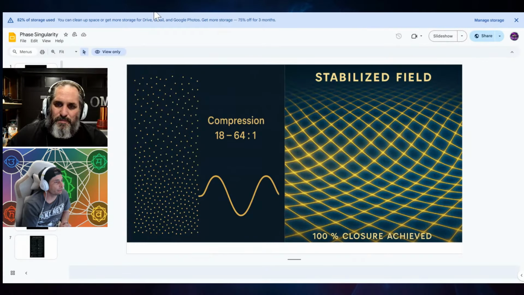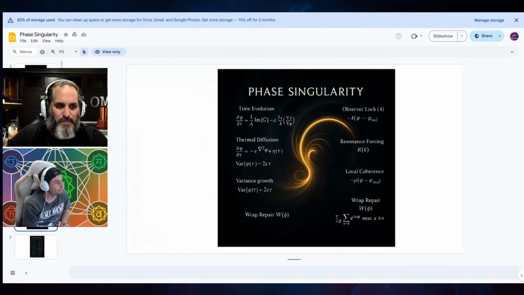And that's how it looks. It went from phase being randomness to a perfect sine wave, which you could consider a geometric lattice. Stable field. That's amazing.